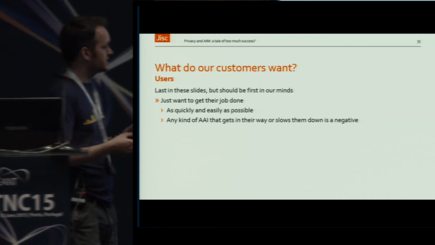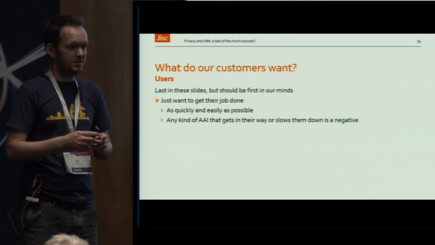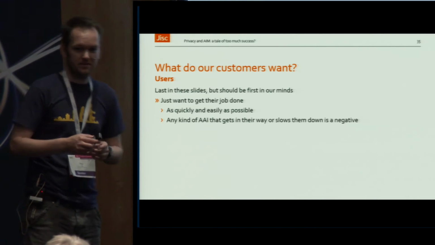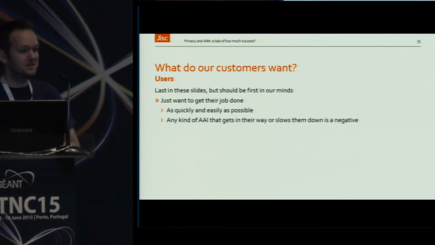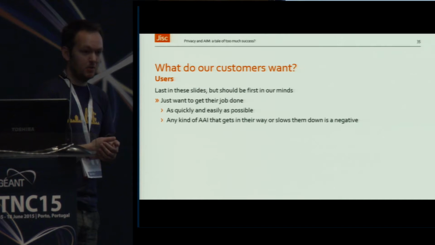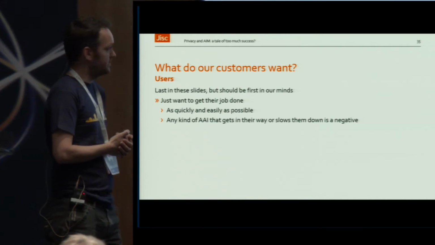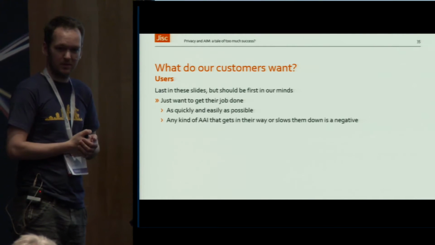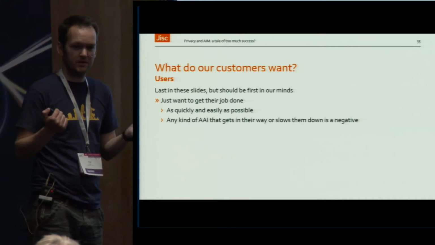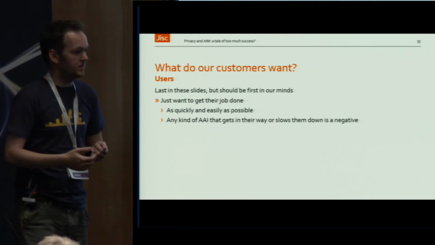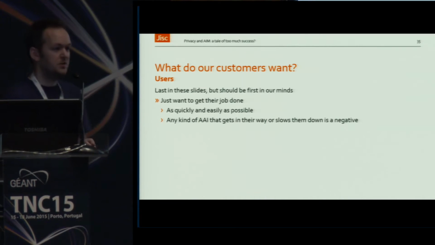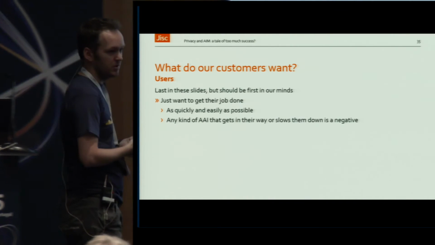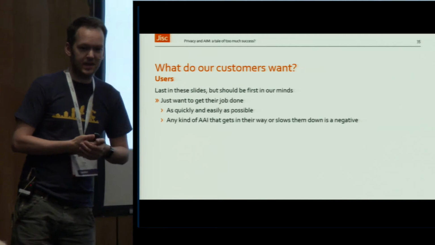Last on this list, users. Absolutely should be first, but I put it last. What do users want? The users list is very simple. They want to get their job done. They don't give a damn about any of this stuff we're talking about that we find interesting. They just want to do stuff. They want to get out there and collaborate. They want to work on papers with each other. They want to talk to each other. They want to do it as quickly and easily as possible.